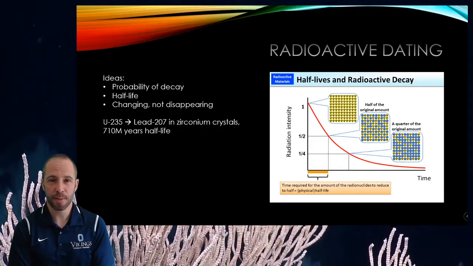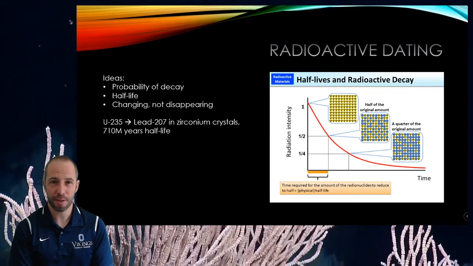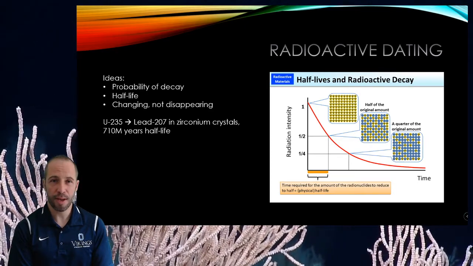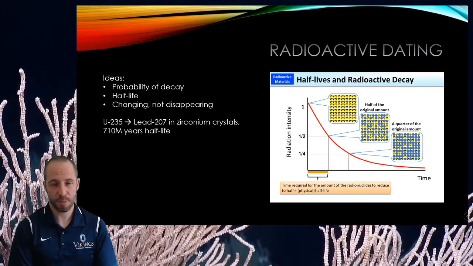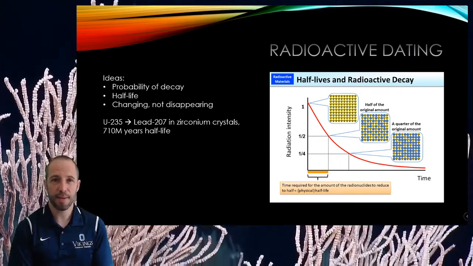What they do have in them, though, is uranium-235 in very small amounts. And so when you have a brand new zirconium crystal, you can just about guarantee that it might have some uranium in it, but it definitely doesn't have any lead in it.